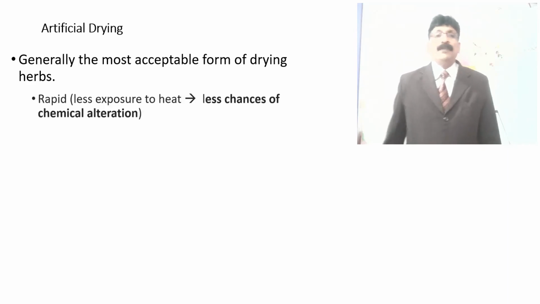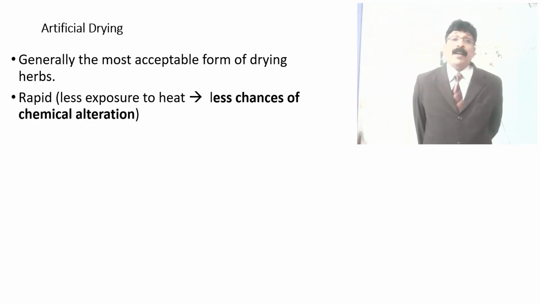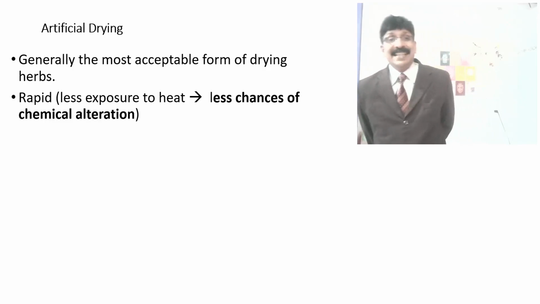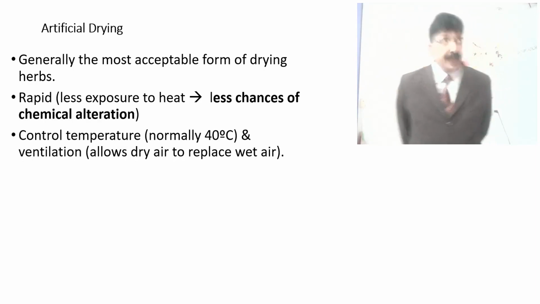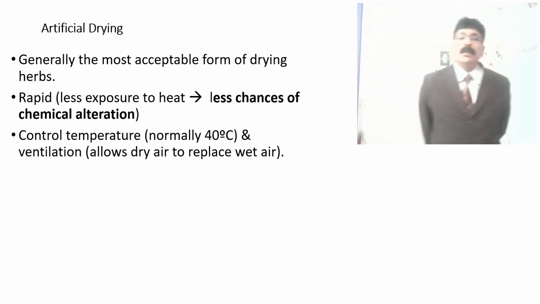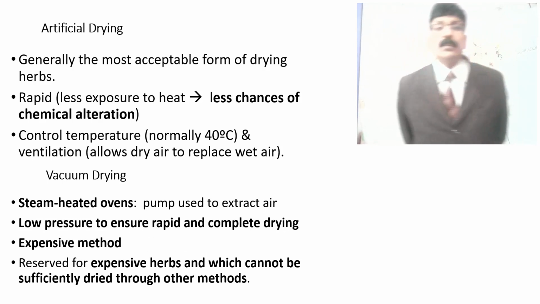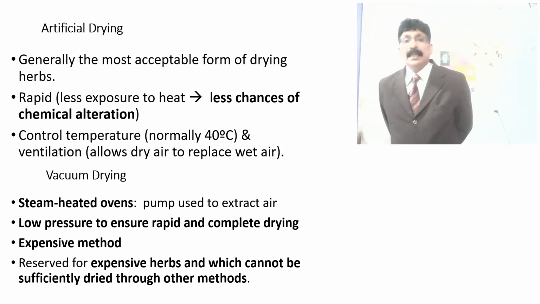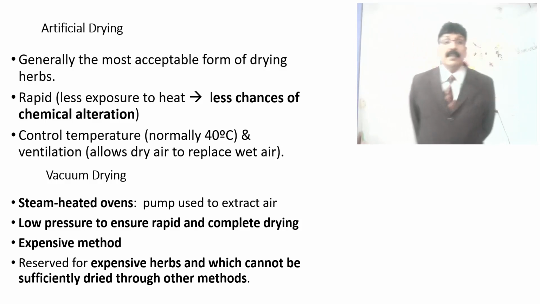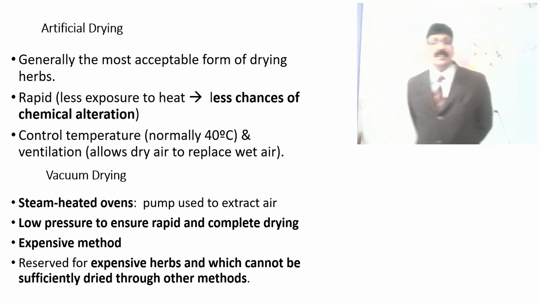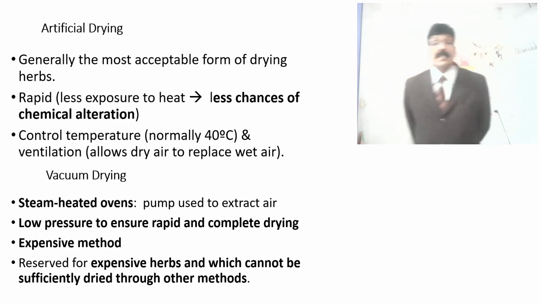And artificial drying, generally the most acceptable form of drying herbs: rapid loss, exposure to heat, less chemical alteration. Control temperature, normally 40 degrees centigrade. Ventilation is needed, allowing dry air to replace wet air. Vacuum drying: steam heat ovens, a pump used to extract air, low pressure to ensure rapid and complete drying. Expensive method, reserved for expensive herbs and those which cannot be successfully dried through other methods.